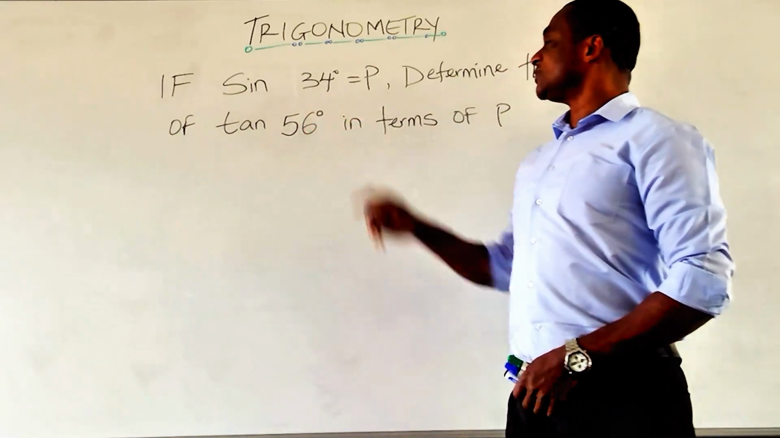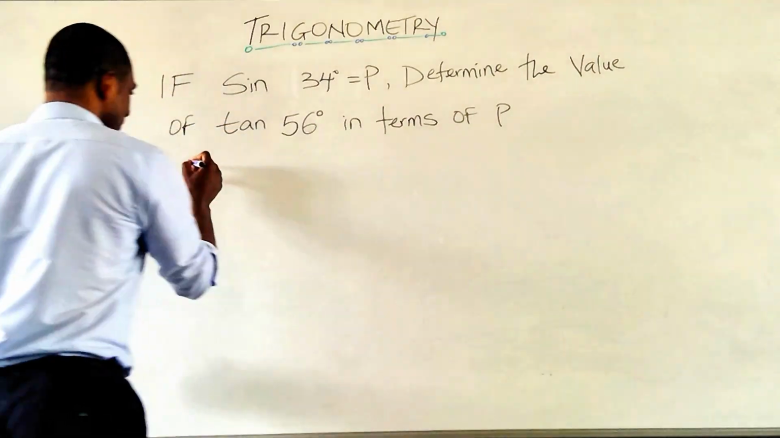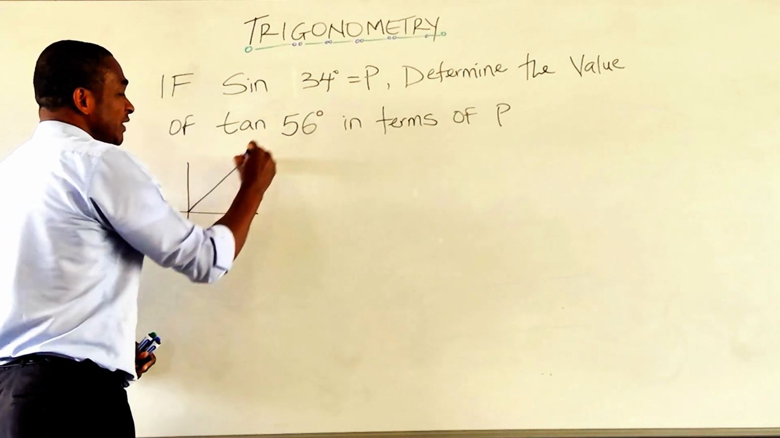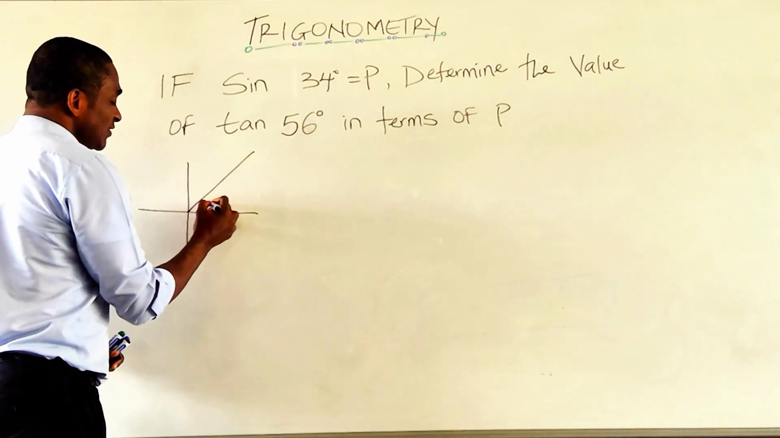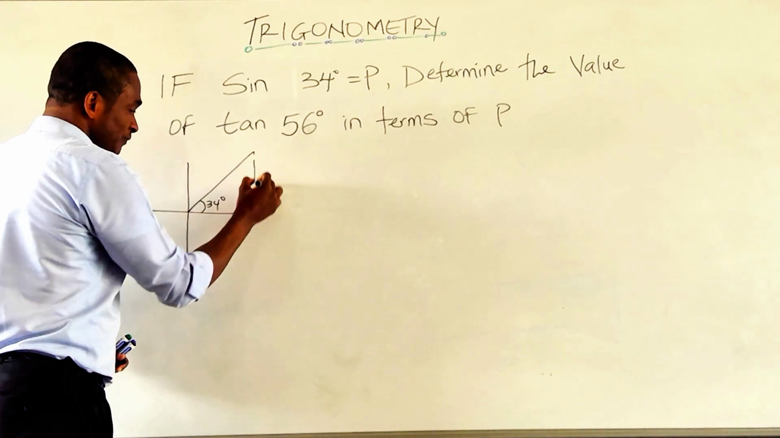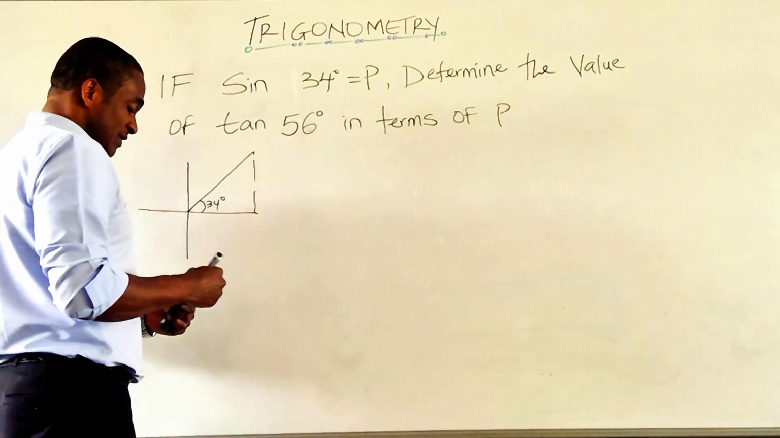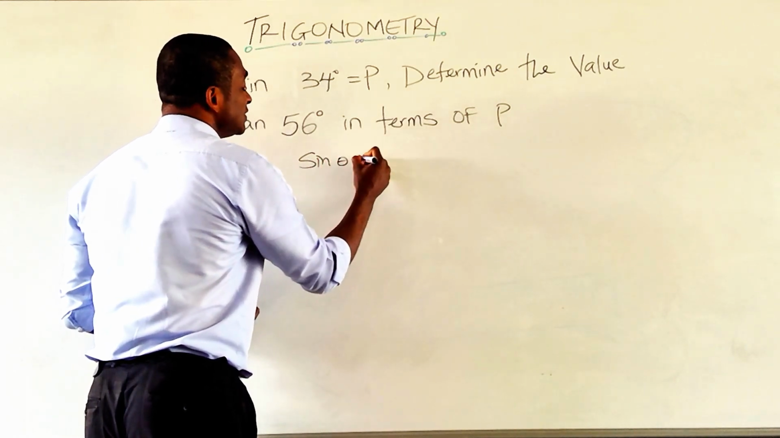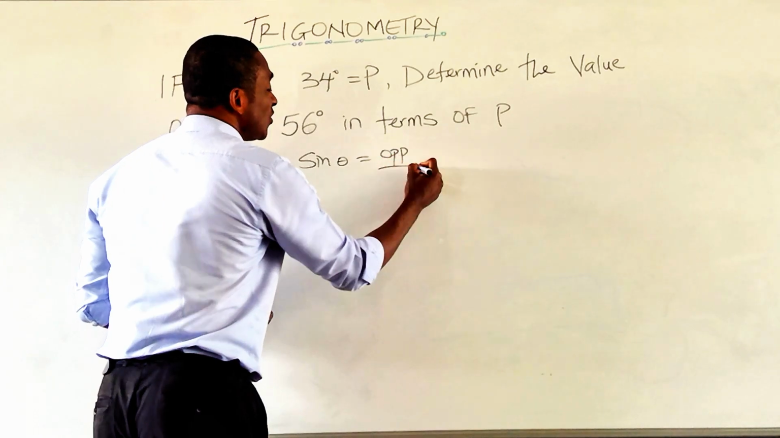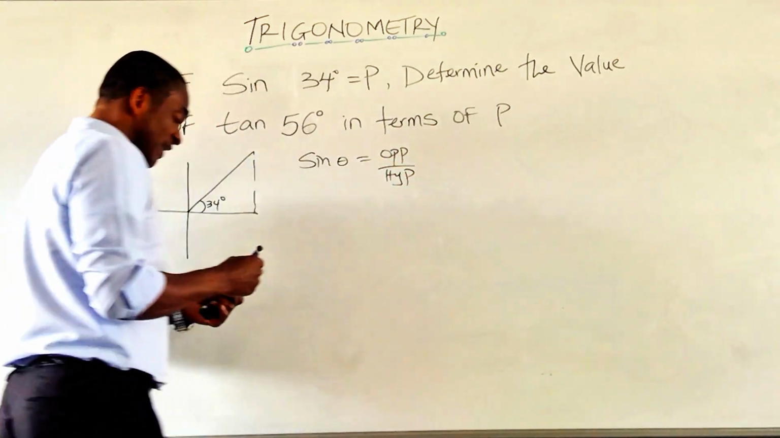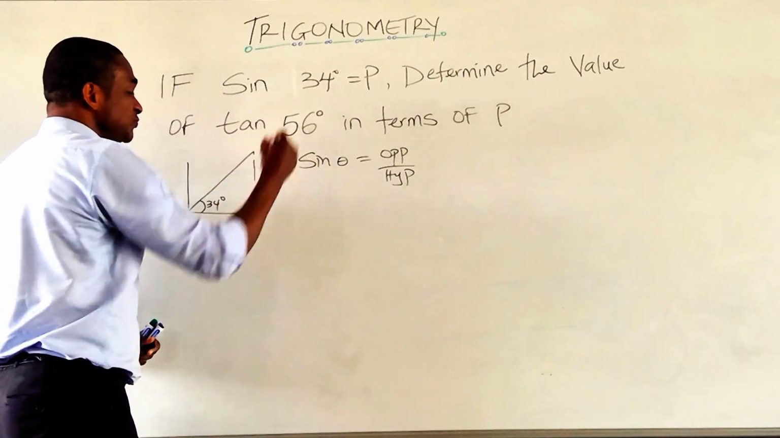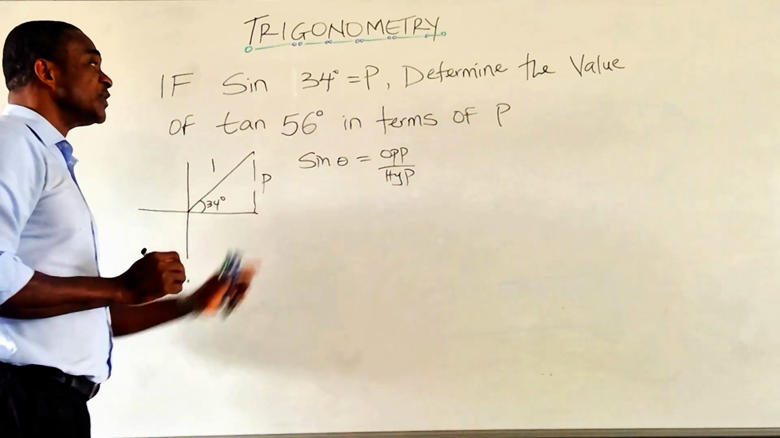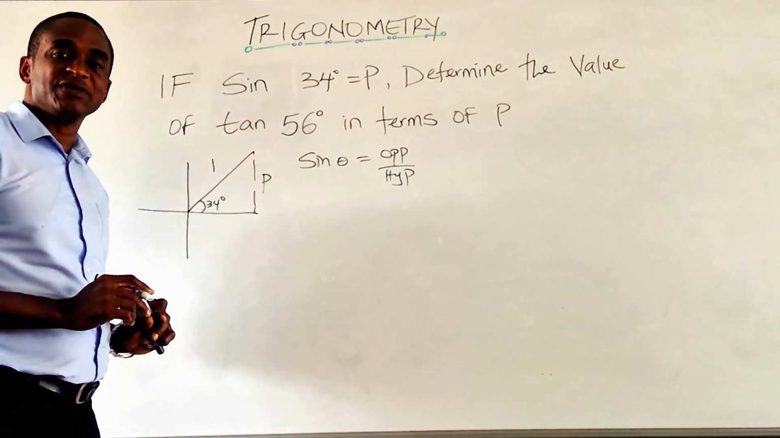Sine of 34 is equal to p, and because p is positive, we'll be looking at the first and second quadrant. It means that this is sine of 34, and it's equal to p. Remember that sine of any angle is equal to opposite over hypotenuse. So we have opposite, which is p, and the hypotenuse is 1, because p over 1 will also give us p.